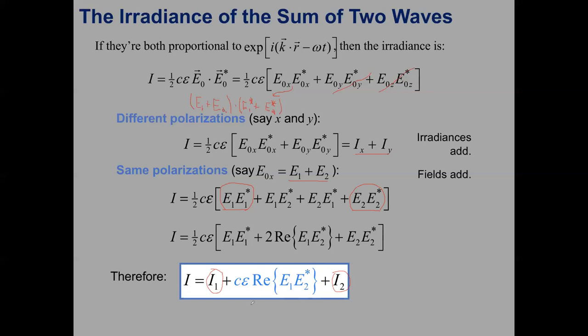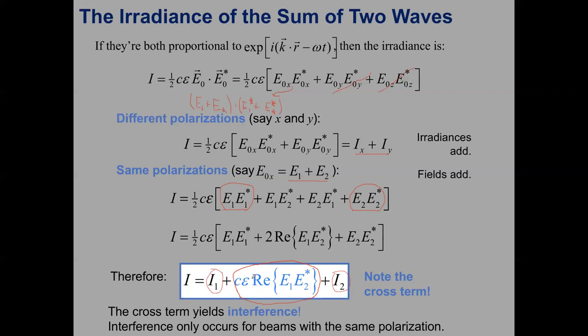But now that they're the same polarization, because of this foiling algebra, we get this thing called a cross term. And this changes the physics quite drastically. This is what yields interference. Sometimes this cross term is going to be negative and equal in magnitude to I1 plus I2, and it cancels out those intensities. That would represent a dark fringe, a position where we have a dark fringe. At other points, this term will be large and positive, in which case we get even brighter intensity than we would if the two beams weren't interfering, and that would represent a bright fringe.